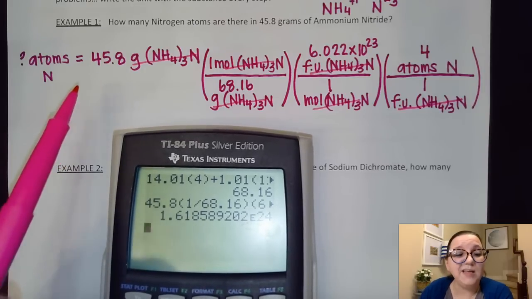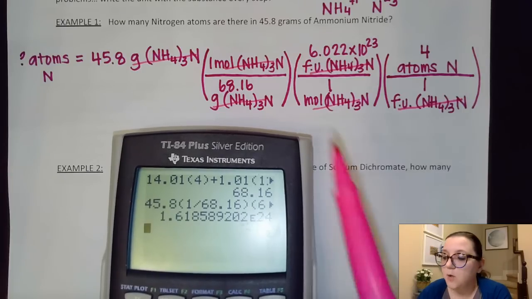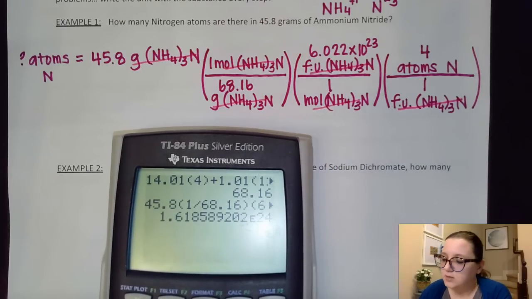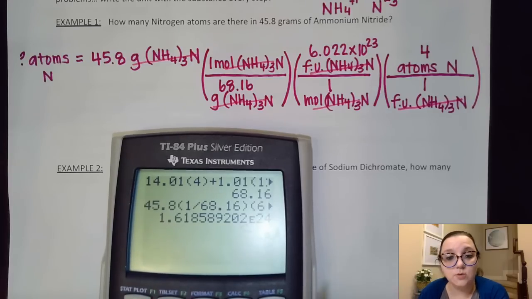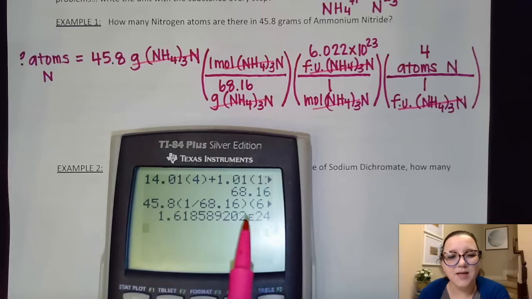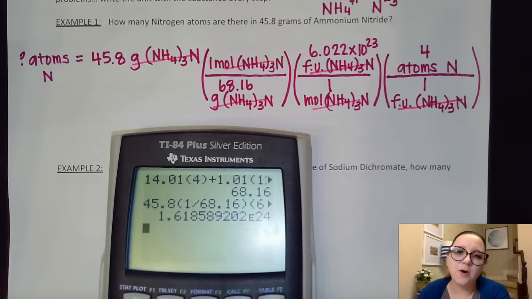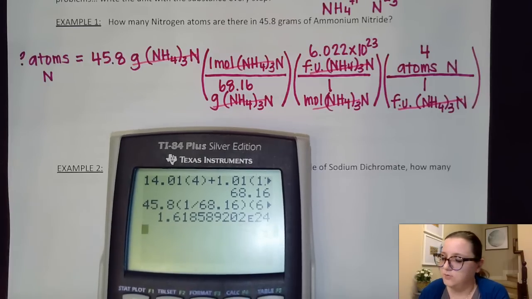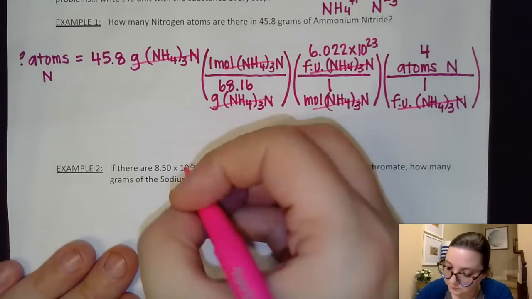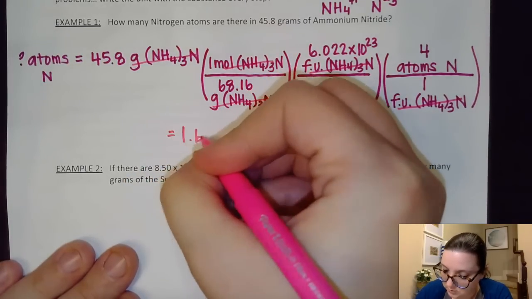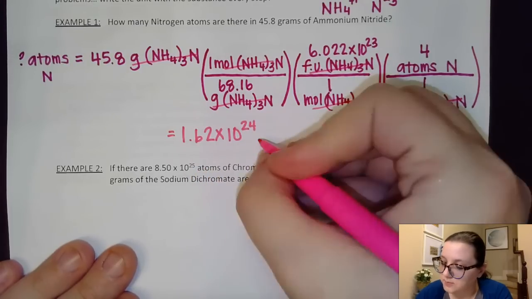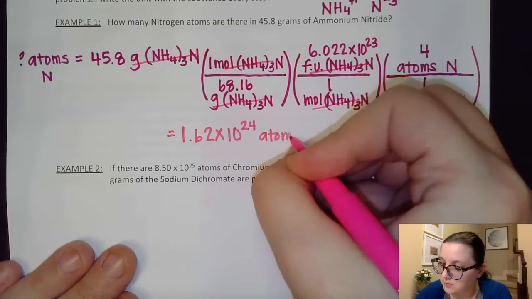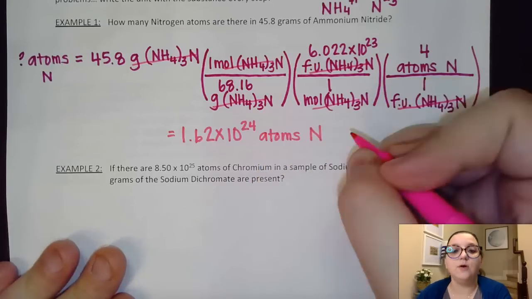45.8 at the very beginning had 3 significant figures. Remember, constants and conversions don't count, so I'm going to show 3 significant figures here. That 8 would round up that 1, and so I'm going to report 1.62. Don't forget, though, with particles, you probably have a times 10 at the end of it. Remember, particles are really small, so you're going to have lots of those. So I'm going to report 1.62 times 10 to the 24th, and that's going to be in terms of atoms. And I'm going to go ahead and report that that would be for nitrogen.